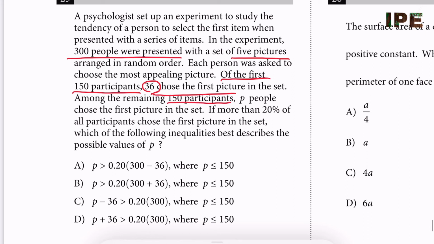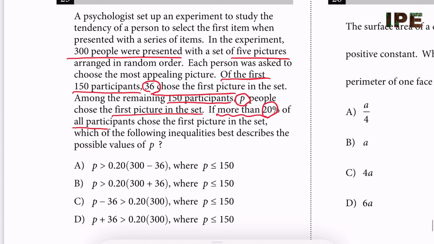participants, P people chose the first picture in the test. More than 20% of all participants chose the first picture in the set. Which of the following inequalities best describes the possible value of P? Think about P people chose, right?